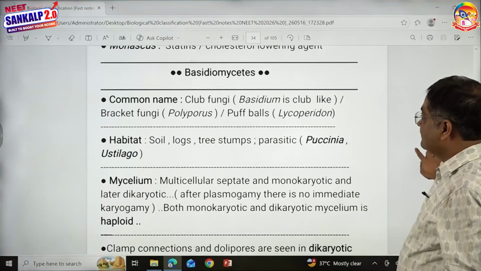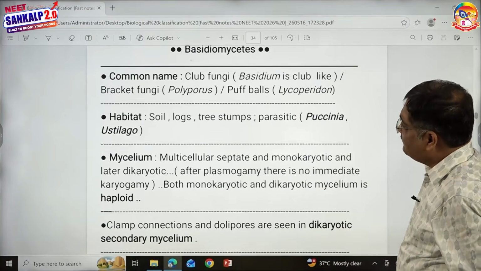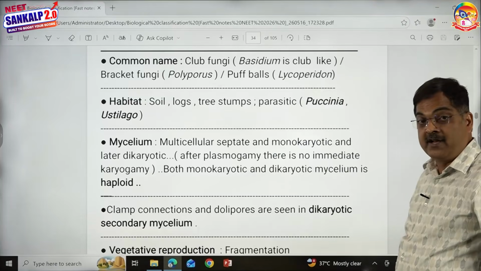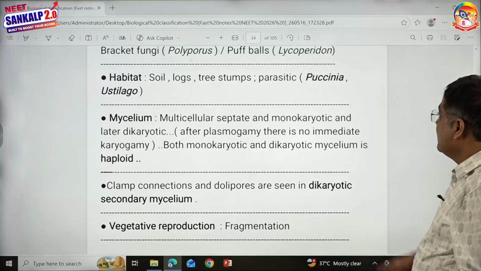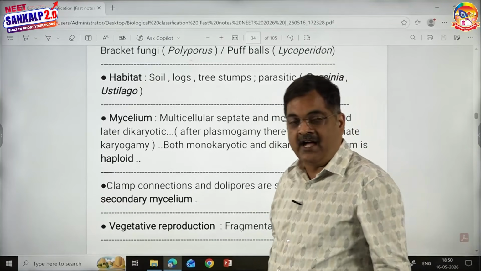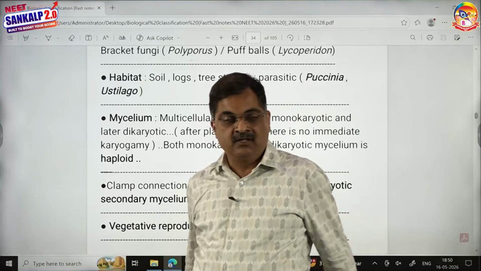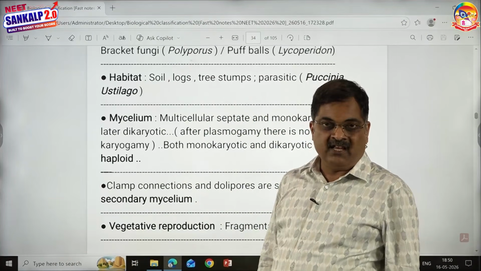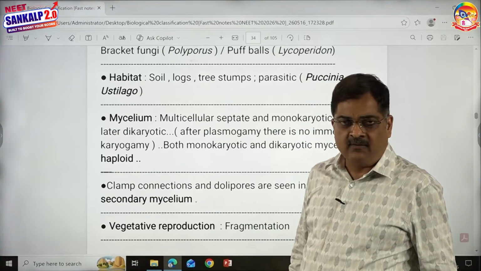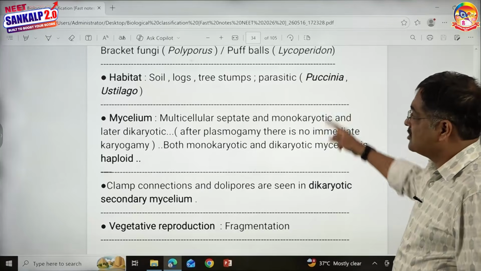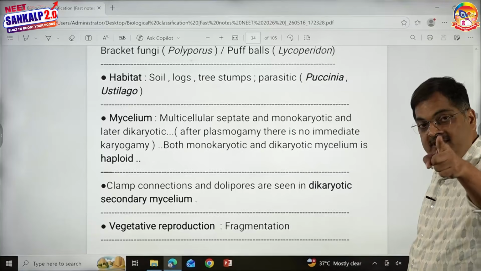Common name: club fungi. Basidium is club-like. Bracket fungi is Polyporus. Puffballs is Lycoperdon. Remember, bracket fungi and Polyporus also belong here. Habitat: soil, logs, tree stumps. These two are very important examples. Puccinia and Ustilago. Ustilago causes smut. A sooty, charcoal-like appearance on plant parts is smut, and that is Ustilago. Puccinia causes rusty symptoms, dark brown, rusty marks on leaves, that is wheat rust, and that is Puccinia. Remember these two: Ustilago causes smut, Puccinia causes rust. White rust means Albugo. That's a Phycomycetes member.